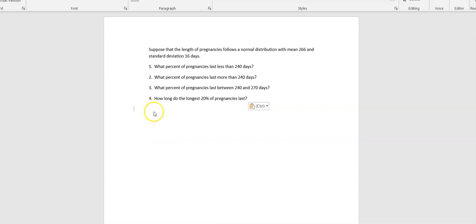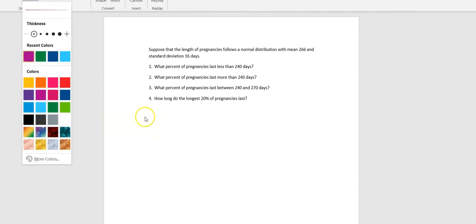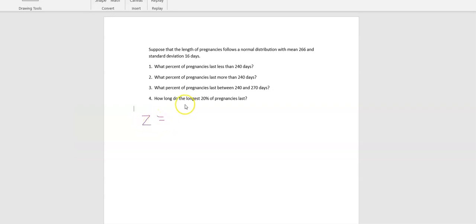Okay, so let's start. We know it's a normal distribution. Let's start with a Z formula for our very first one, and then we'll look it up. All right, so Z is 240 days minus the mean, which is 266, over the standard deviation of 16. And this gives us a negative 26 over 16, which is negative 1.63. I've rounded this to 2 decimals since our table goes to 2 decimals.